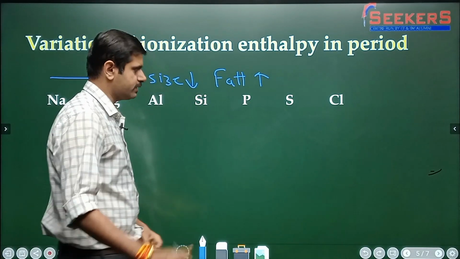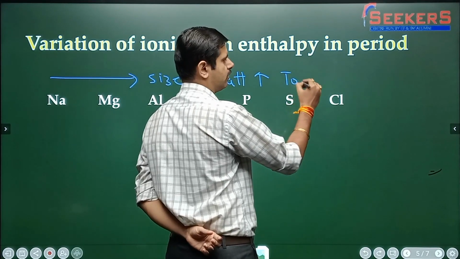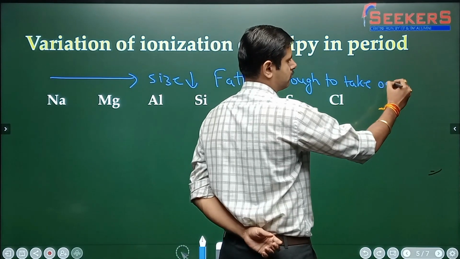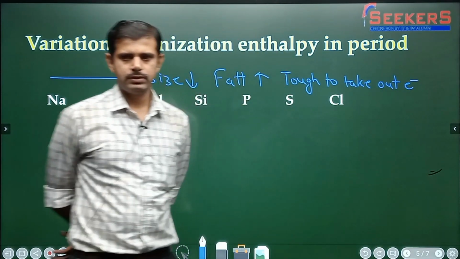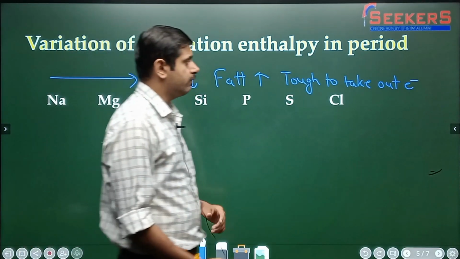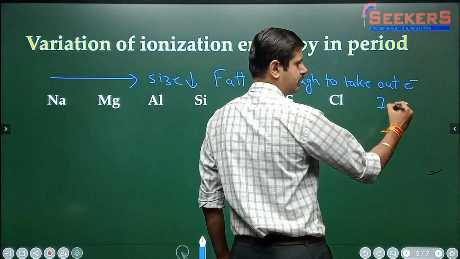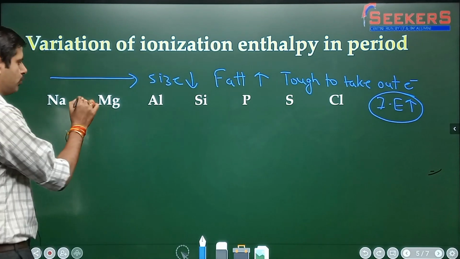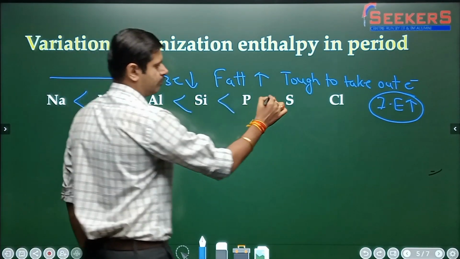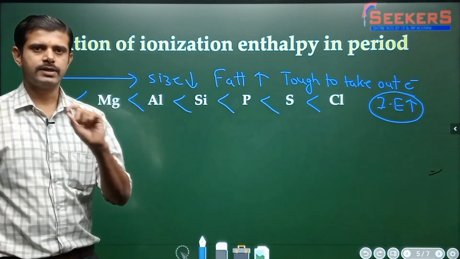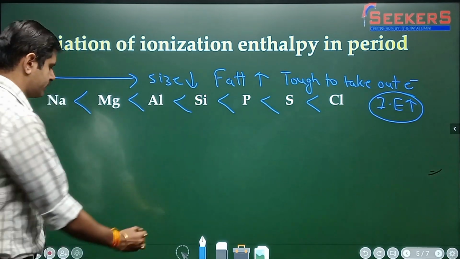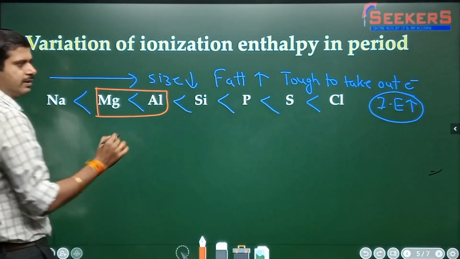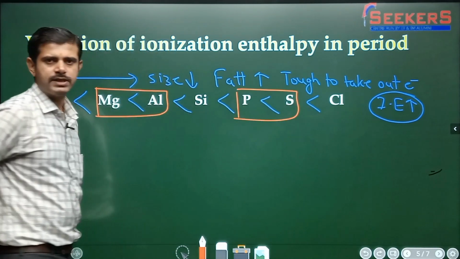Force of attraction increases, it means it is tough to take out an electron. It is very tough to take out an electron. Because it's very tough to take out an electron, the ionization enthalpy will increase. So moving left to right, the ionization enthalpy will always increase. But there is one exception. That exception will come in the case of magnesium and aluminium, and also in the case of phosphorus and sulfur.